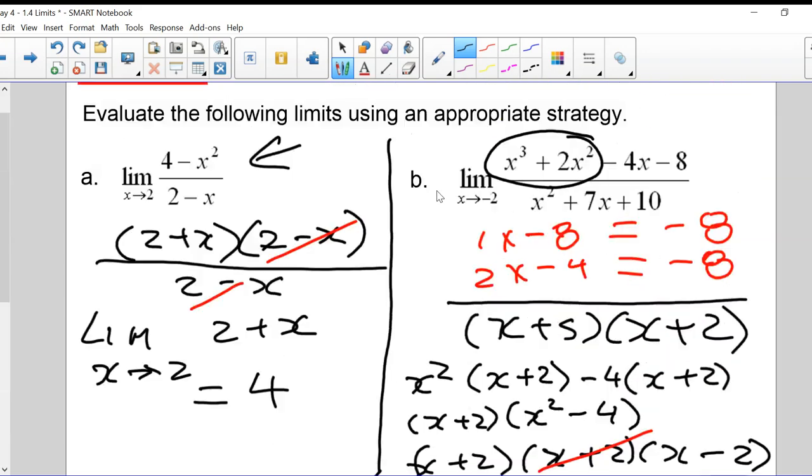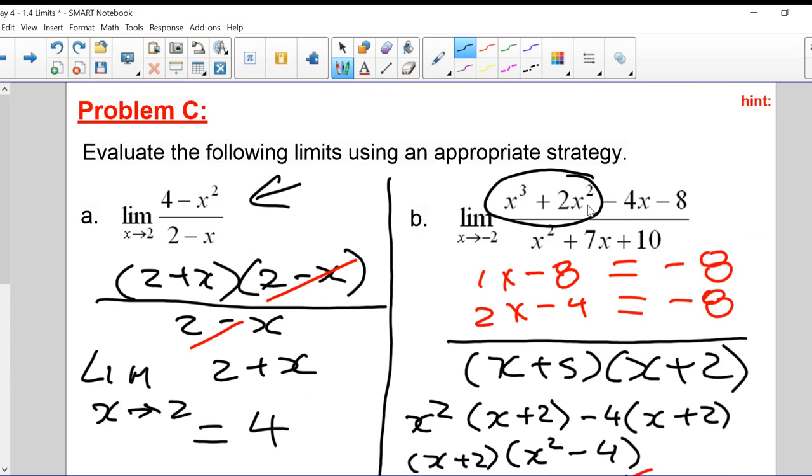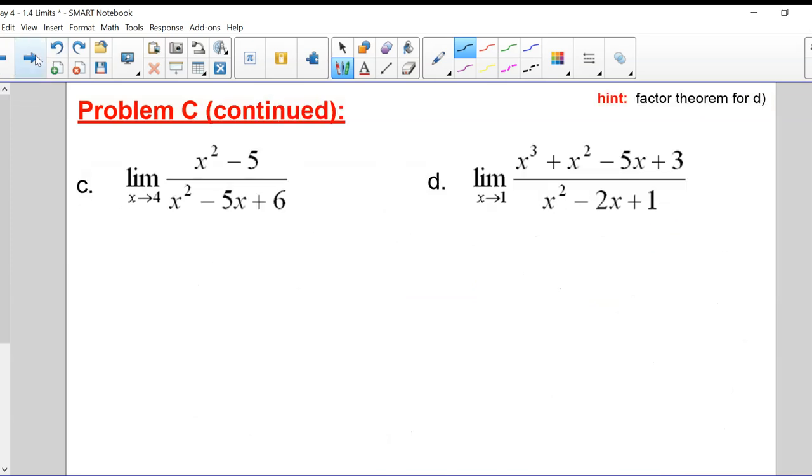All right, so that one was not as hard as it looked, because we can factor by grouping. So bear that in mind, that might come up again. And what's the test for factor by grouping? The first coefficient times the constant is equal to the sum of the two middle coefficients. If it passes that test, you're good to go.